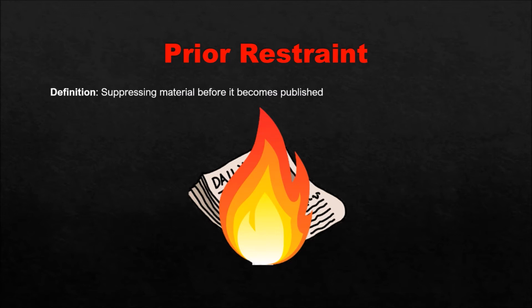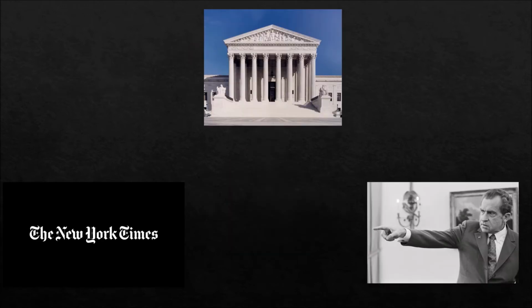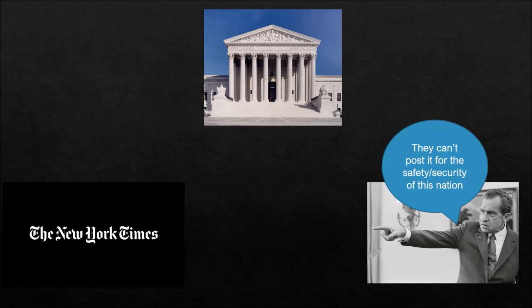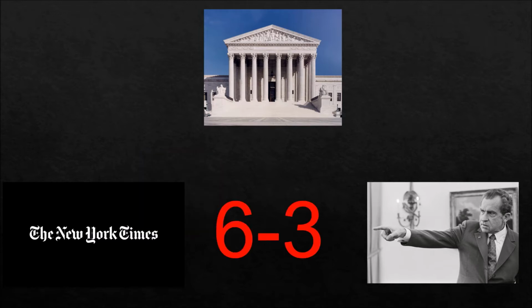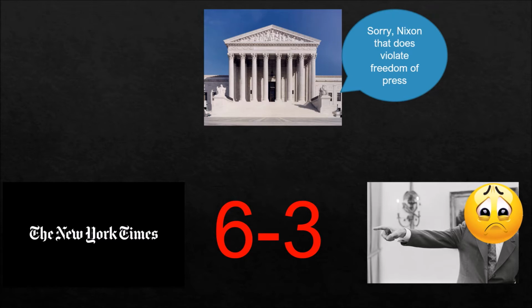Well, New York Times doesn't like that too much, so they take it to court. In court, Nixon and the U.S. argues that they have the power of prior restraint if the press's reporting poses a security threat to the country. The New York Times, on the other hand, argues that that's a violation of their First Amendment right of freedom of press. Well, the court rules 6-3 on the side of the New York Times, saying yes, the U.S.'s act of prior restraint does indeed violate the freedom of press.